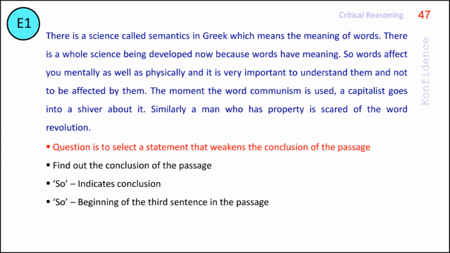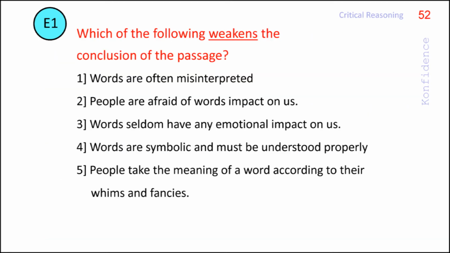We can see the word "so" in the beginning of the third sentence in the passage. Hence, the third sentence is a conclusion. The conclusion is, words can affect a person. Now go through the options. Which one can weaken the conclusion?